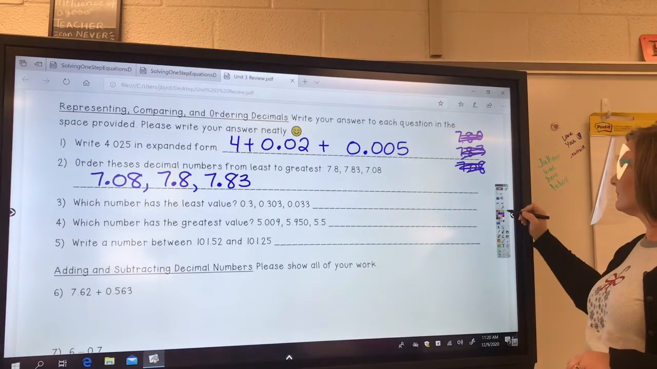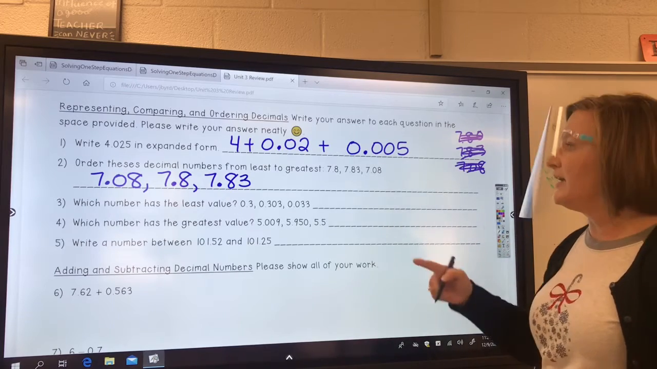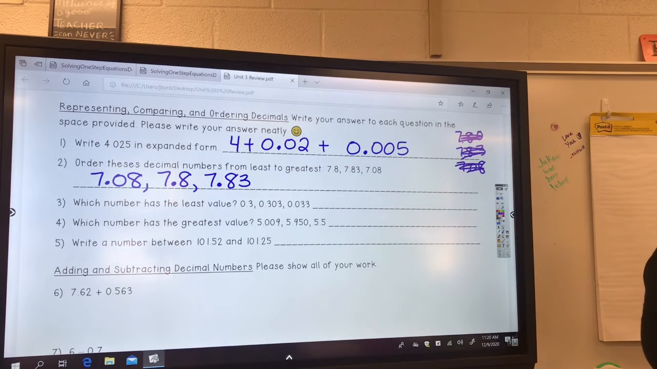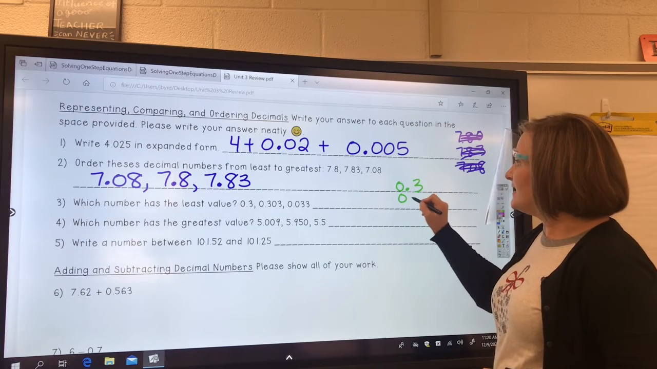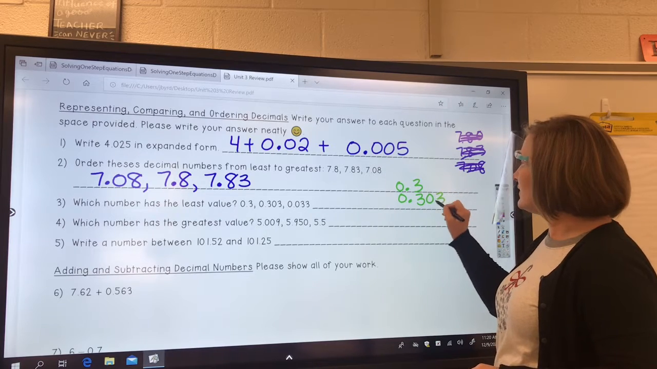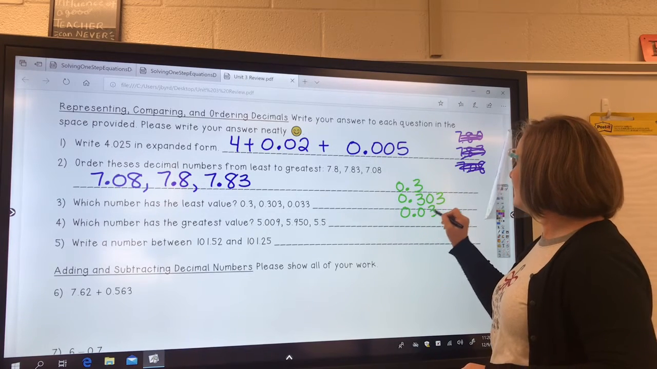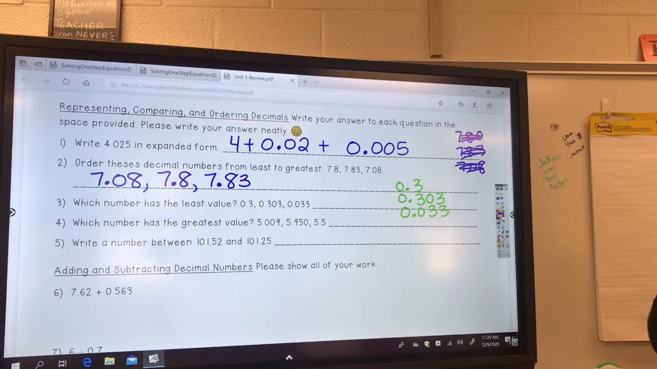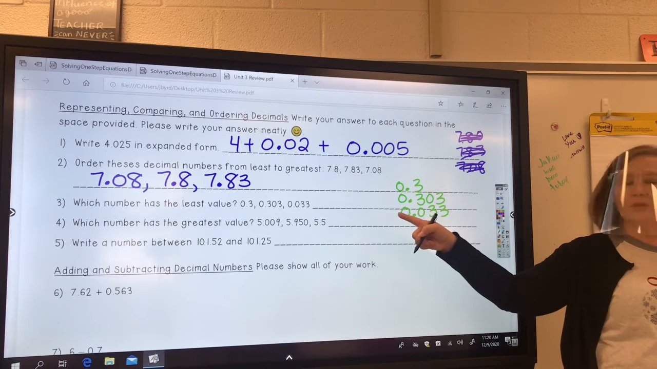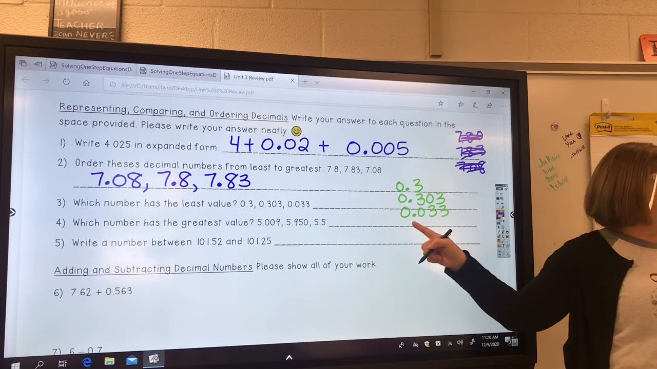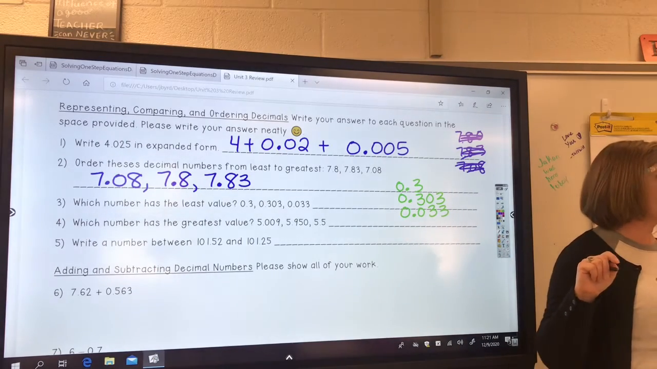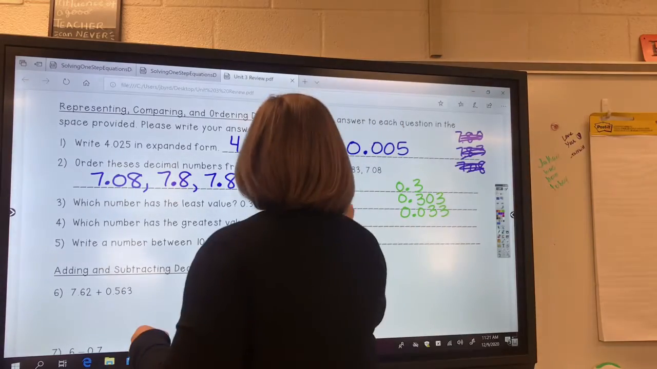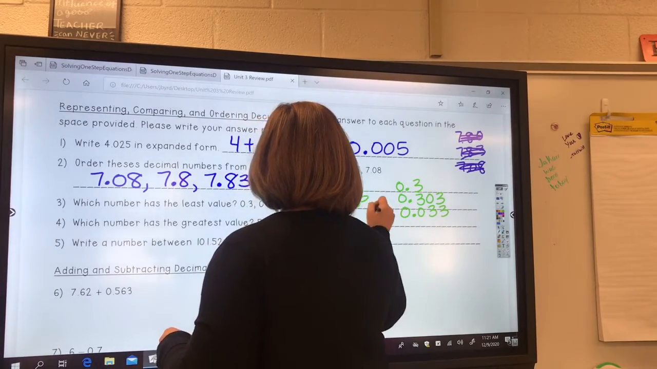I didn't get number 3. Okay, so number 3, which number has the least value? Let's do those just the way we did these. We have 3 tenths, we have 303 thousandths, and we have 33 thousandths. We want the one that is the least. Can I compare the ones place? No. Can I compare the tenths place? Yes. Which one is the least? I have 3, 3, 0. The 0. So it's going to be 33 thousandths.